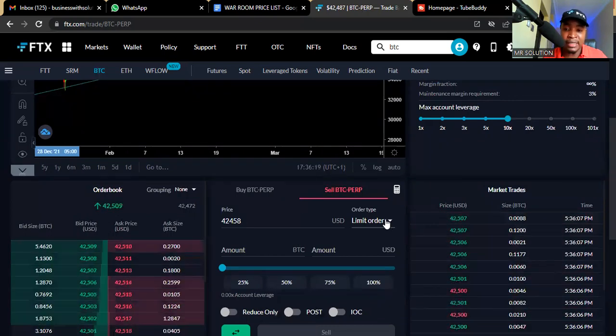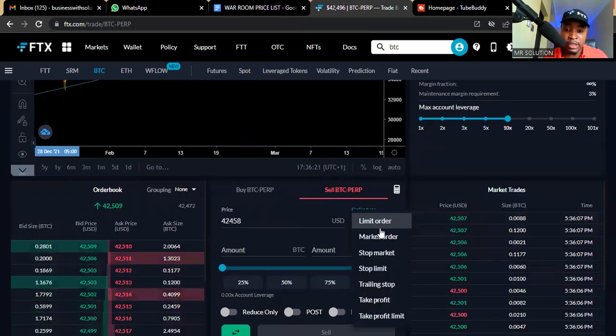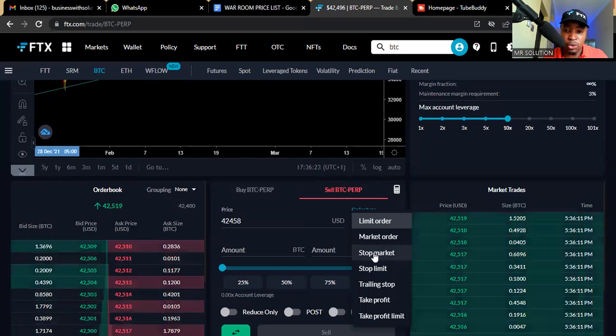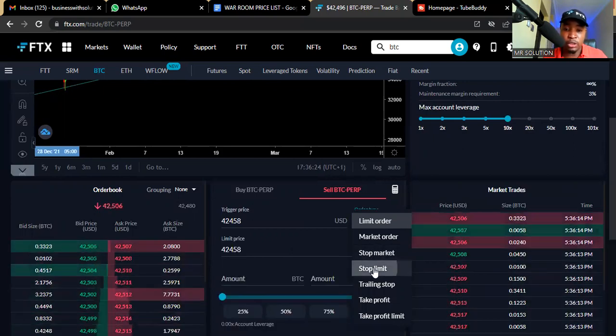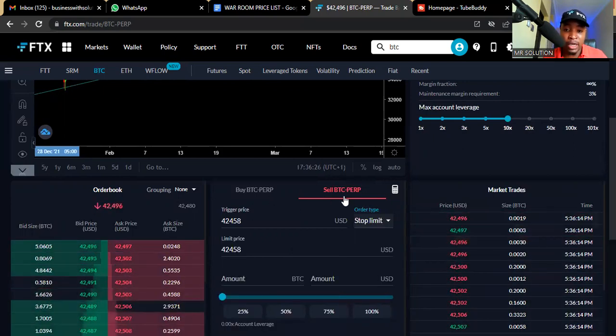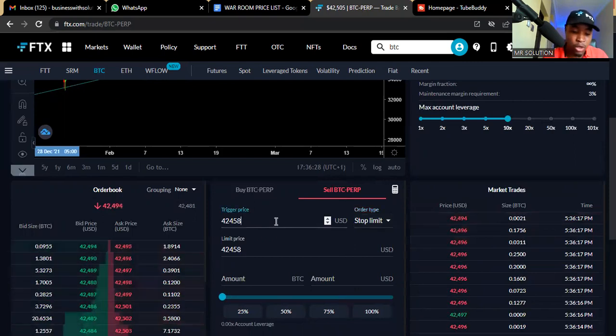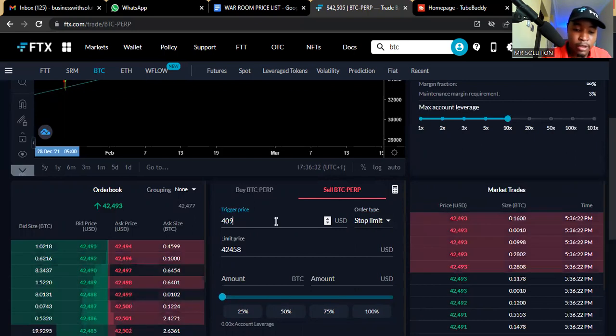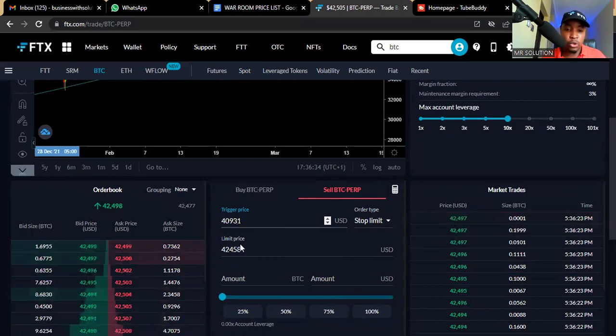Remember, what we are using is a sell stop. So we change this to stop limit. We are trying to short this market. So our entry is 40931.